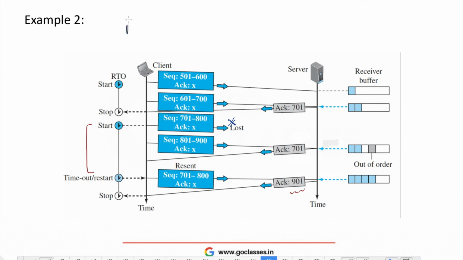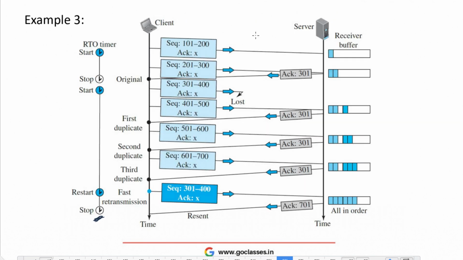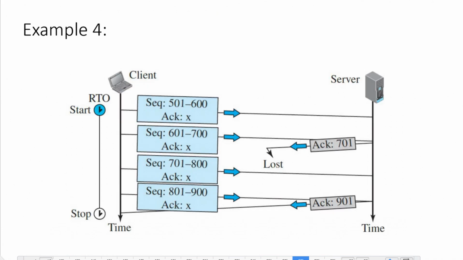Let me write here: retransmission after timeout. This is retransmission after 3 duplicate ACKs, right? Now let's see this fourth example.